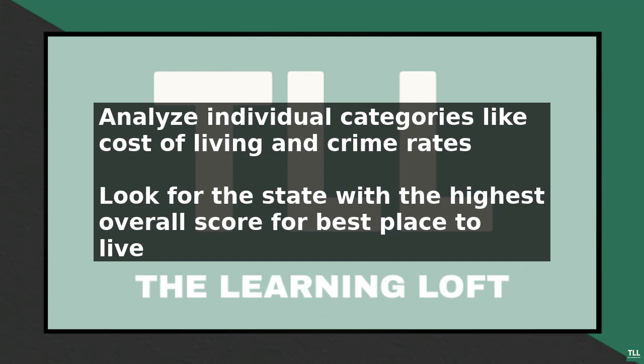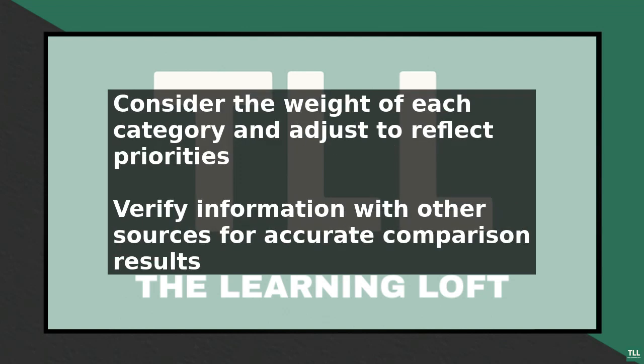Next, analyze the individual categories, such as cost of living, commute time, and crime rates. This will give you a more detailed understanding of each state's strengths and weaknesses. For example, if you prioritize a low cost of living, look for the state with the lowest cost of living index. It is also important to consider the weight of each category, as some factors may be more important to you than others. You can adjust the weights to reflect your personal priorities and recalculate the scores.